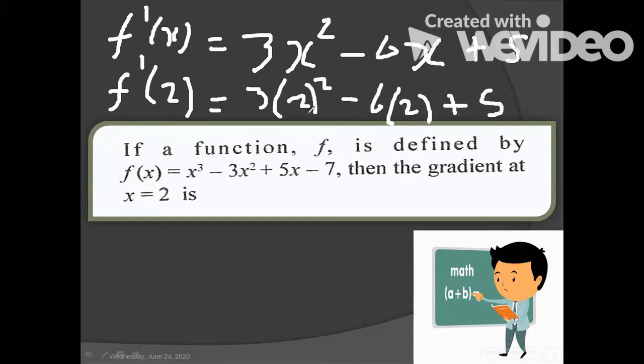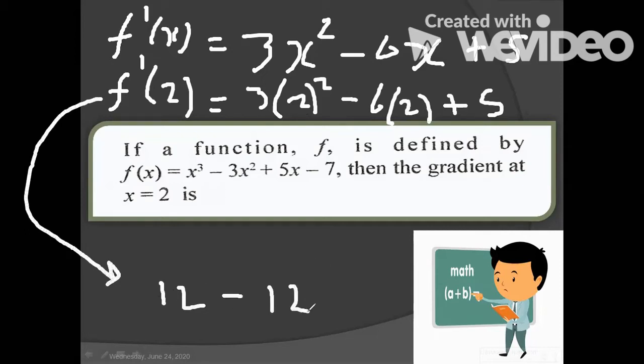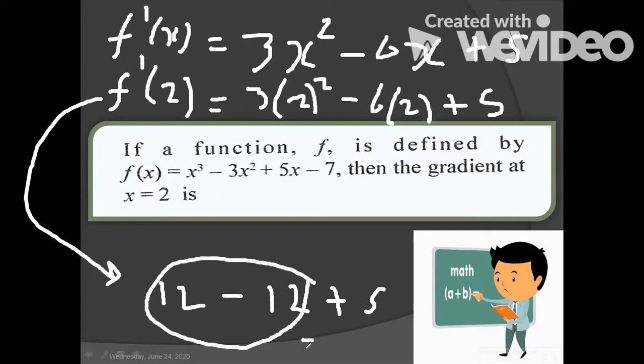Now 2 squared is 4, and 3 4s is what? 12. And so I'm going down here. That's 12. 6 2s is also what? 12. And we have plus 5. And you know that this will give us 0, right? So the answer is just 5. So the gradient of that function when x equals 2 is equal to 5.